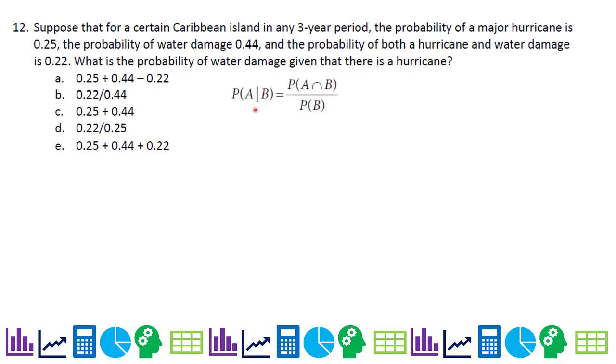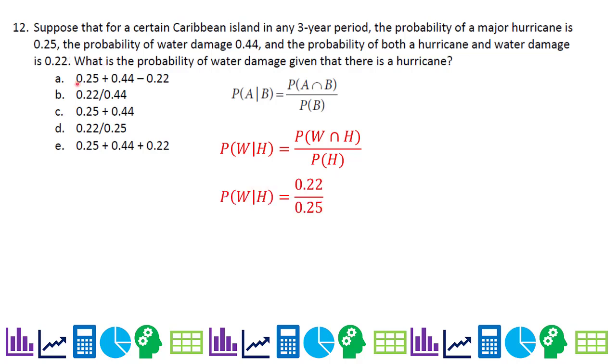So I'm going to replace A and B with water and hurricane. What is the probability of water given hurricane? It is the probability of water and hurricane over the probability of hurricane. Water and hurricane, they said, is 0.22. Hurricane is 0.25. Voila. There's your answer. D.